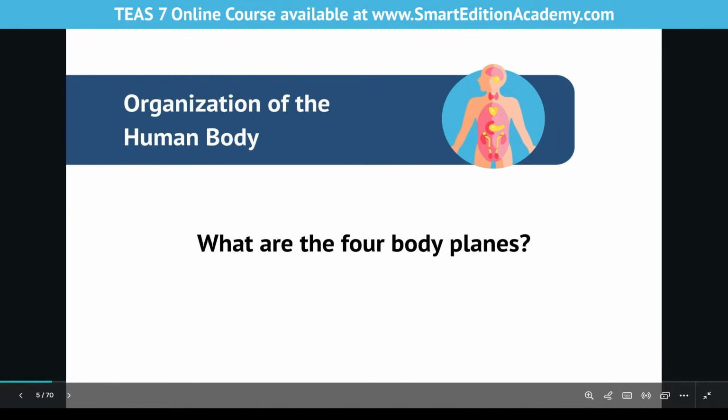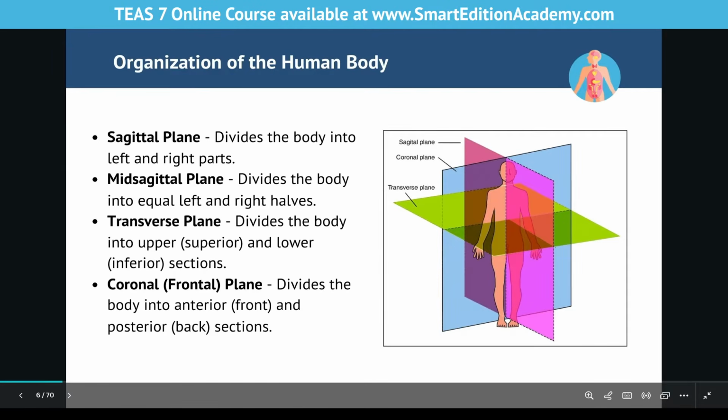What are the 4 body planes? That's going to be your sagittal plane, your mid-sagittal plane, the transverse plane, and the frontal plane.